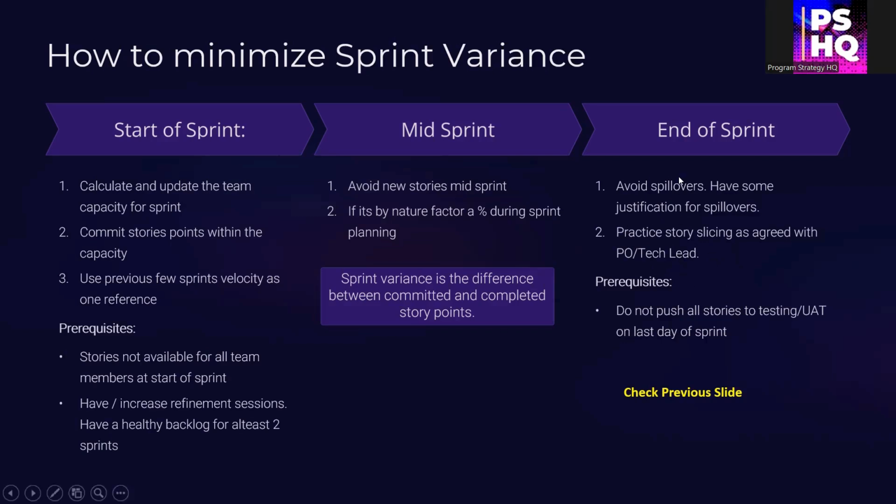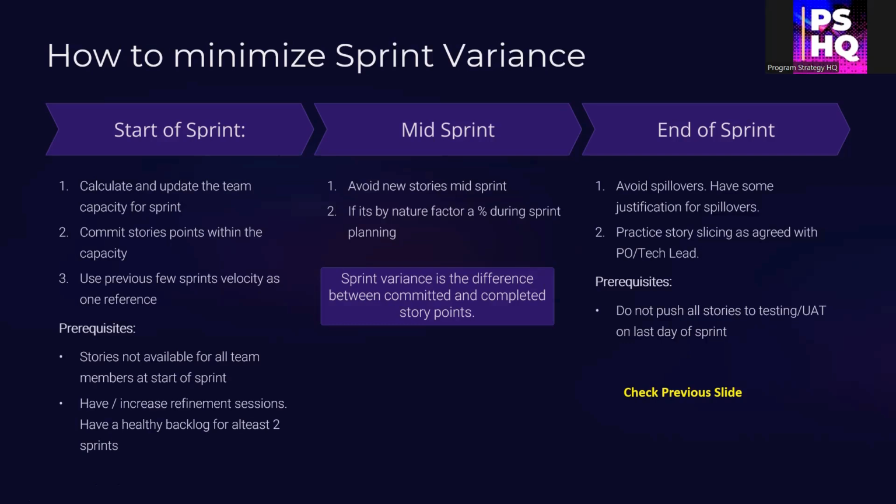One prerequisite here to having a healthy end of sprint is do not push all the stories to testing or UAT on the last day of the sprint. Most of the time this happens, where all the work happens in the last few days and stories are pushed just one day before closing the sprint. This does not allow enough time for the product owner to validate all the stories thoroughly.